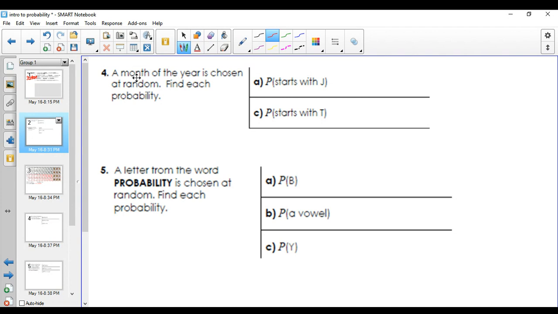Okay, first example, it says a month of year is chosen at random. Find each probability. First question, probability of choosing a month that starts with J. So if we go through the months of the year, January starts with a J, February, March, April, May, June, there's another one, July, a third one, August, September, October, November, December. So we counted 3, January, June, and July. So 3 is our numerator. That's the favorable outcome, the number of ways that the event we want would happen. Over the total number of possible outcomes is 12 because that's how many months are in a year.